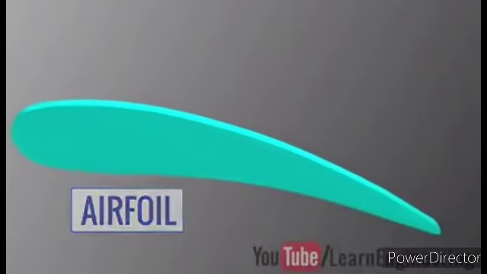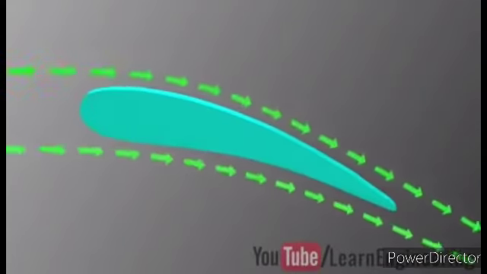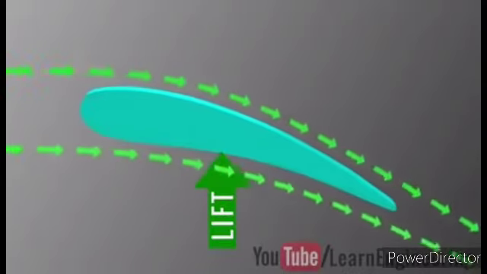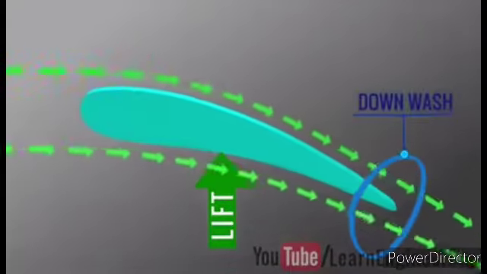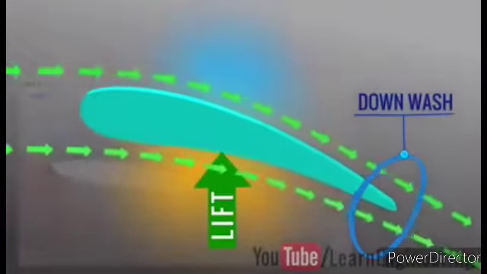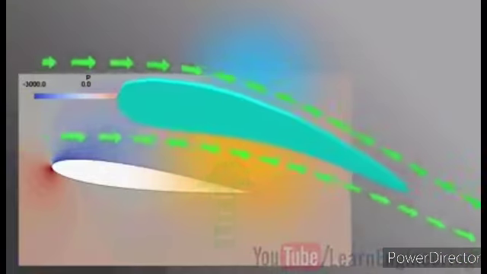An airfoil produces a lift force when moved relative to the air. This lift force makes an airplane fly. How is this lift produced? The airfoil produces a downwash as shown. This causes a pressure difference at the top and bottom of the airfoil, and hence produces lift.